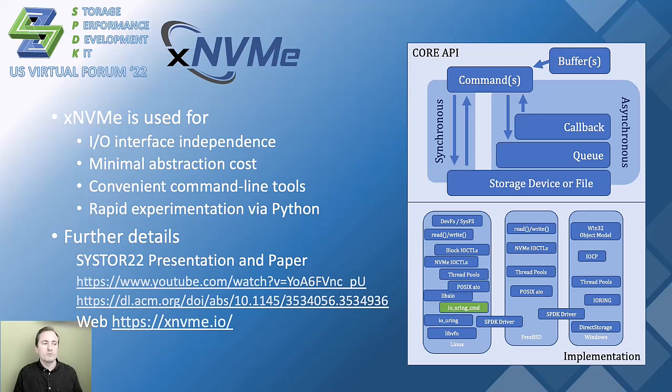So what is xNVMe used for? Well, it is used for its I/O interface independence and one of its goals of minimal abstraction costs, such that it's something you can plug into your application where you might have been doing libaio and now you want to try io_uring. Then you can have both without having to maintain them by using xNVMe. It has a bunch of convenient command line tools, and you can do rapid experimentation with it interactively through Python. And for further details, I would point you to the Systor presentation. It's on YouTube, and there's also a paper to download and the website for xNVMe.